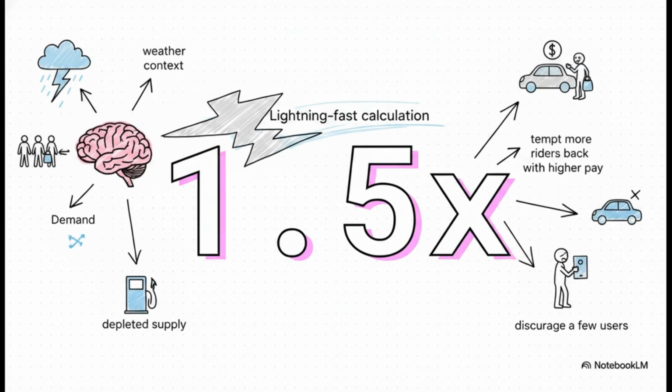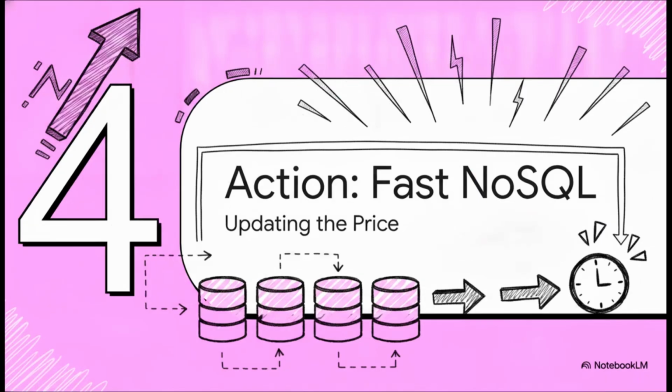This specific number is designed to do two crucial things. It tempts more riders back onto the road with the promise of higher pay, and it gently discourages a few users from ordering, which brings the whole system back into balance. Next up, Section 4, Action using fast NoSQL.